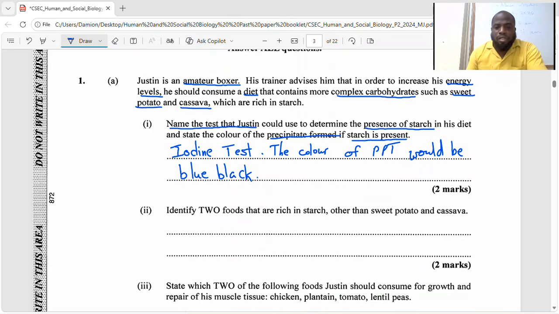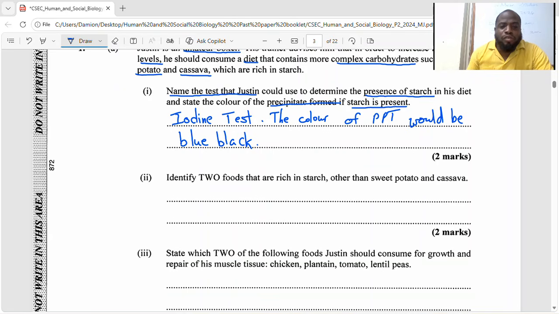Part 2 says, identify 2 foods. And if you notice, I always speak about how CXC will bring your attention by capitalizing words and bolding words, so that you are aware of what is expected for you to answer. So 2 foods that are rich in starch other than sweet potato and cassava. In your listing, sometimes students may make a mistake and put back these 2 items. You'll not be getting any marks for that.